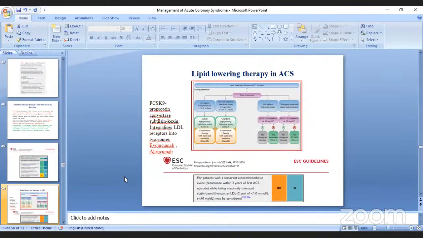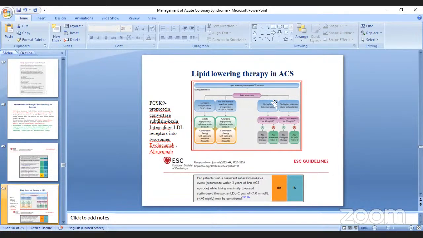Moving on to lipid lowering therapy in ACS. In case of the patient presenting with ACS, if they have not been treated before with lipid lowering therapies, they are known as LLT naive patients. And such patients have to be initiated on a high potency or high dose statins. And a combination therapy with statin and ezetimibe should be considered. In case they were on a low potency or low dose statins, then they have to be upgraded to high potency, high dose statins, and a combination therapy with statin and ezetimibe should be considered.